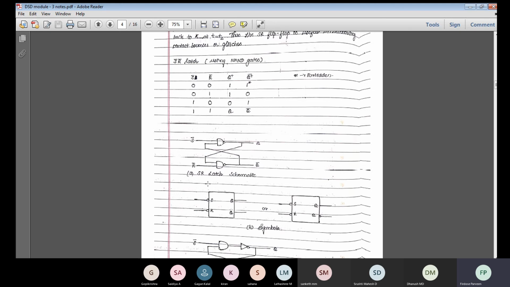So if it is 0 0, what should be the output? It is 1 1. I have already told, this indicates it is forbidden. Okay, Q plus indicates it is the next state. So when it is 0 0, the output is 1 1. When it is 0 1, the output is 1 0. It is opposite to SR. When it is 1 0, this is 0 1. When it is 1 1, the output is with the previous state, that is Q and Q bar.